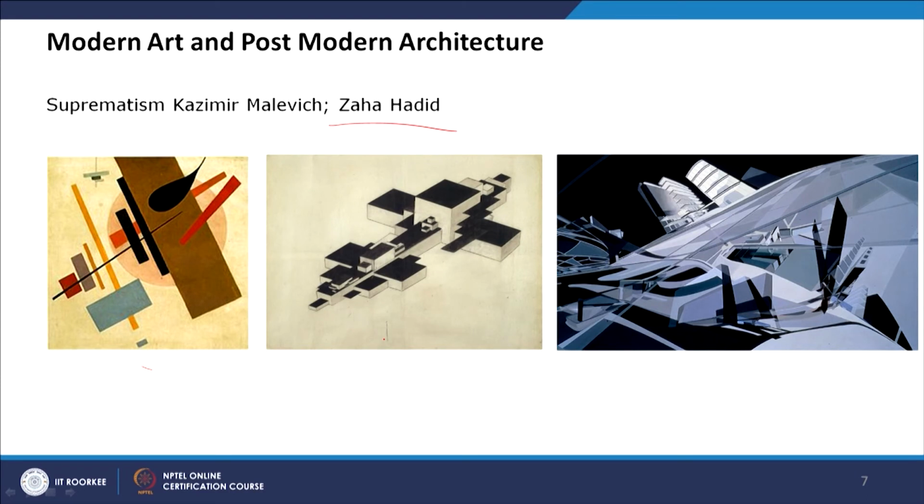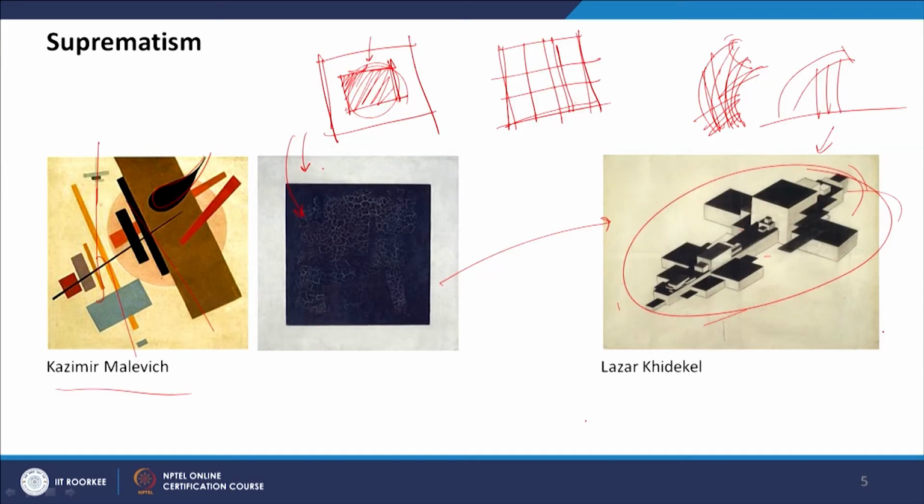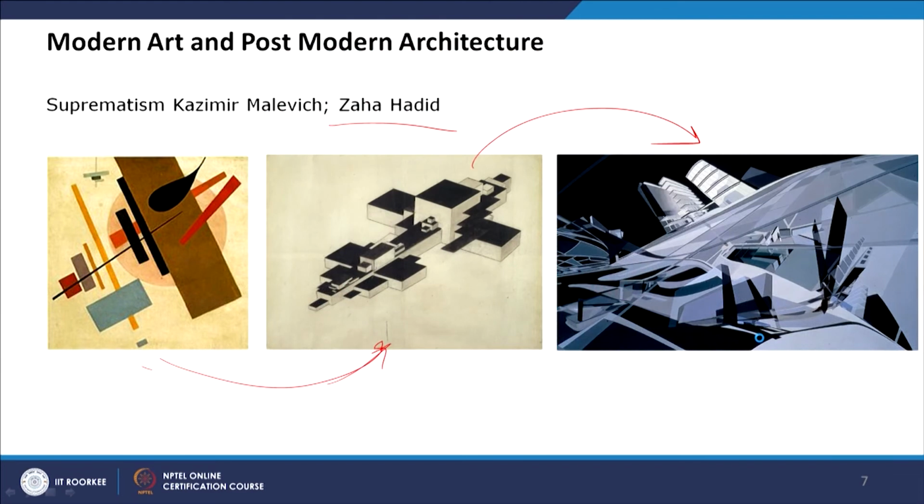So this is Kazimir Malevich's work. This is the interpretation in architecture which has been done. And then this is the conceptual sketch by Zaha Hadid. If we look at this slide of Suprematism, this is Kazimir Malevich's work. This is Lazar Khidekel's work, which is the translation of 2D to 3D, which was done during the Suprematism era by Khidekel. And then she is translating this into the postmodern style, which is deconstructivism. And this is Zaha Hadid's conceptual sketch of an urban design or planning level sketch.